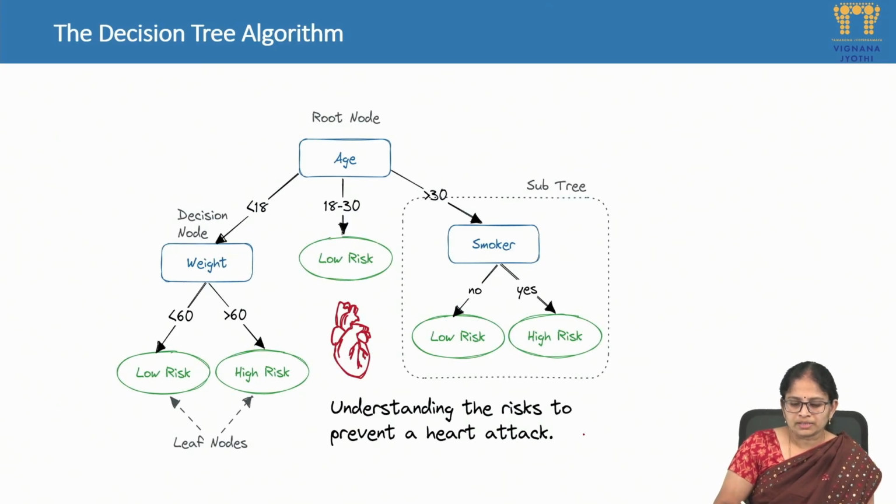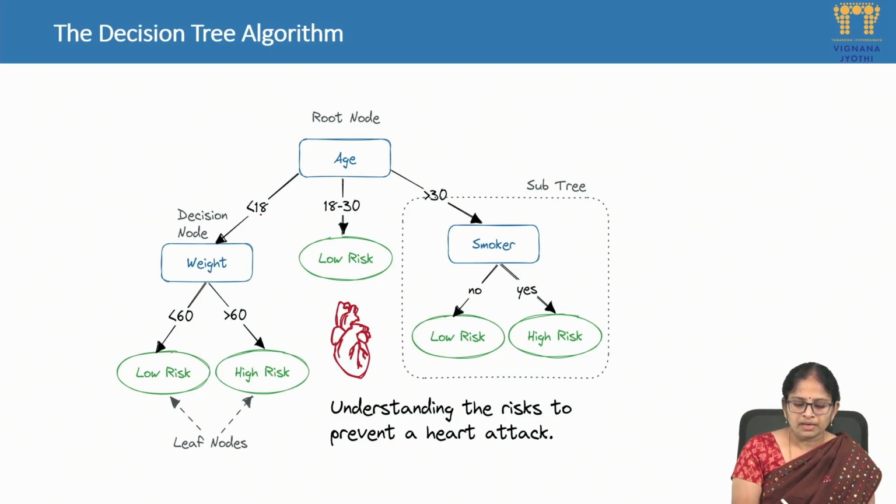So this is another example to predict whether a particular patient suffers a heart attack with a low risk or high risk. So here the root is taken as the age attribute. Here the age of the person is tested based on the values less than 18, 18 to 30 and greater than 30. They are split into 3 smaller subsets.